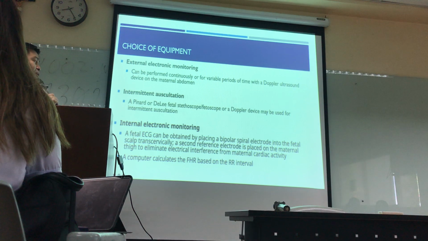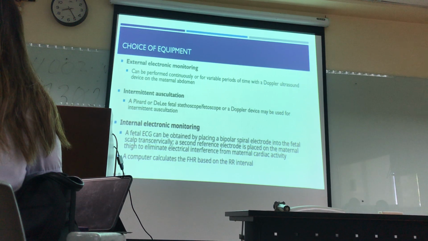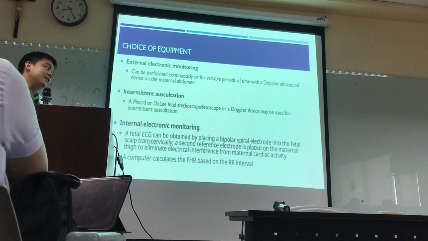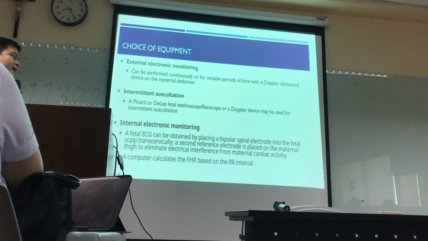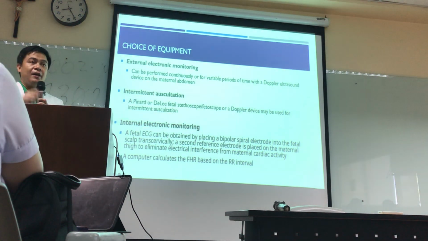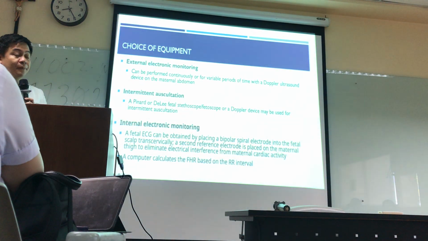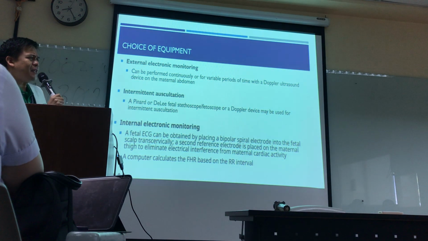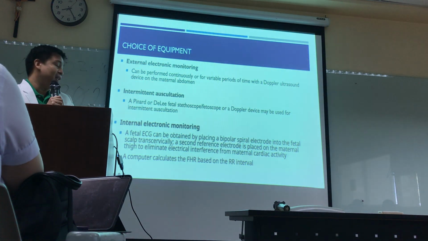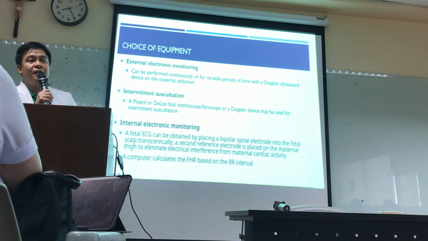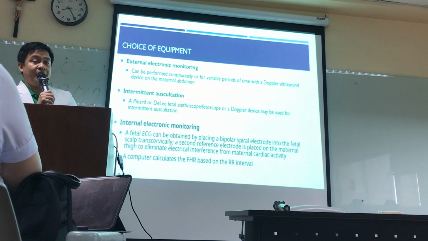Okay? And then we can also use your internal electronic monitoring, or it's a fetal ECG that can be obtained by placing a bipolar spiral electrode into the fetal scalp, and then a computer calculates the fetal heart rate based on yung RR interval nung fetal heart rate ng baby. Okay? It's not available here, yung internal electronic monitoring, but it is available in other institutions such as St. Luke's Global, ganyan, but not available in AUF and in JBL. Okay?